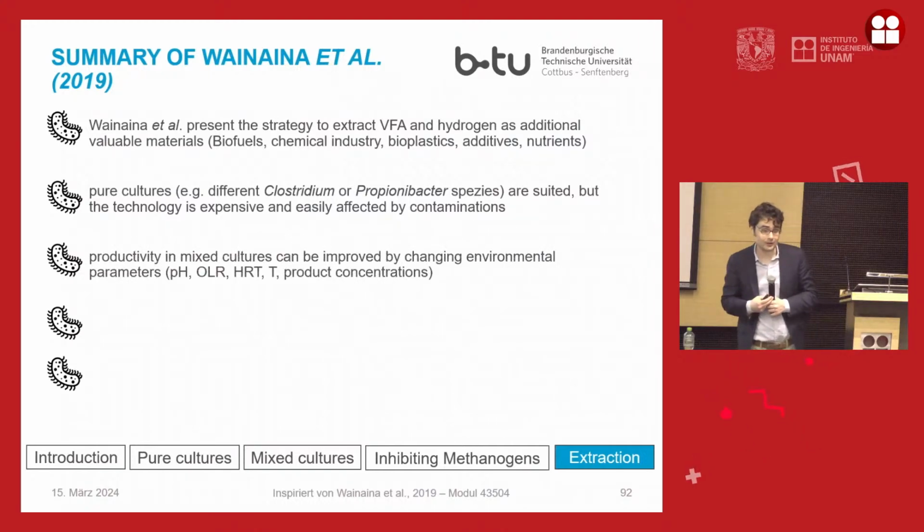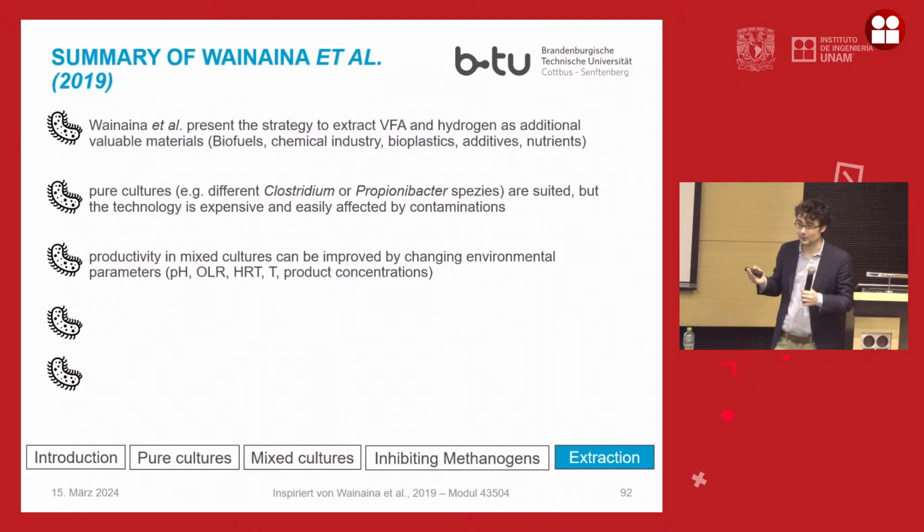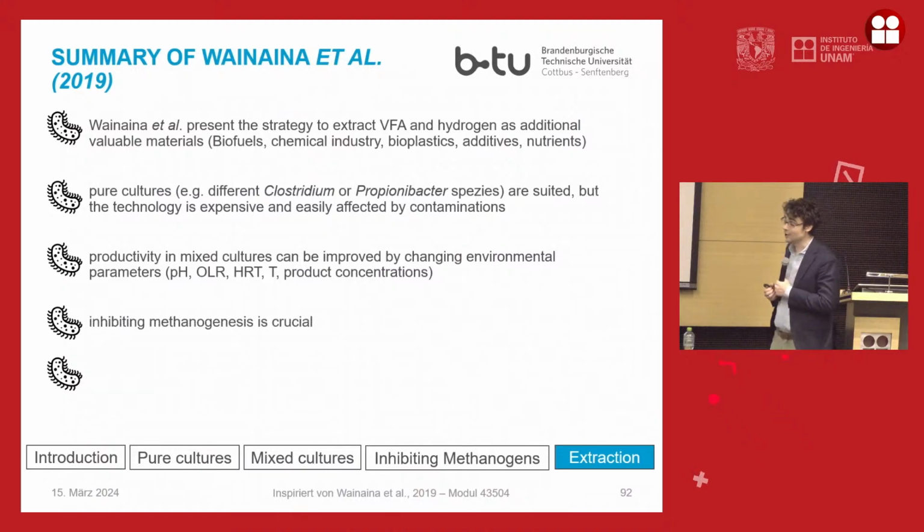Yeah, we also talked about several parameters that we can use to optimize the acid formation, like the pH, organic loading rate, hydraulic retention time, the temperature, and also the product concentrations. And we also talked about the importance of inhibiting methanogenesis, because otherwise all the organic acids that we're producing, as well as the hydrogen, will be consumed by our methanogenic archaea, and then in the end we have methane again.